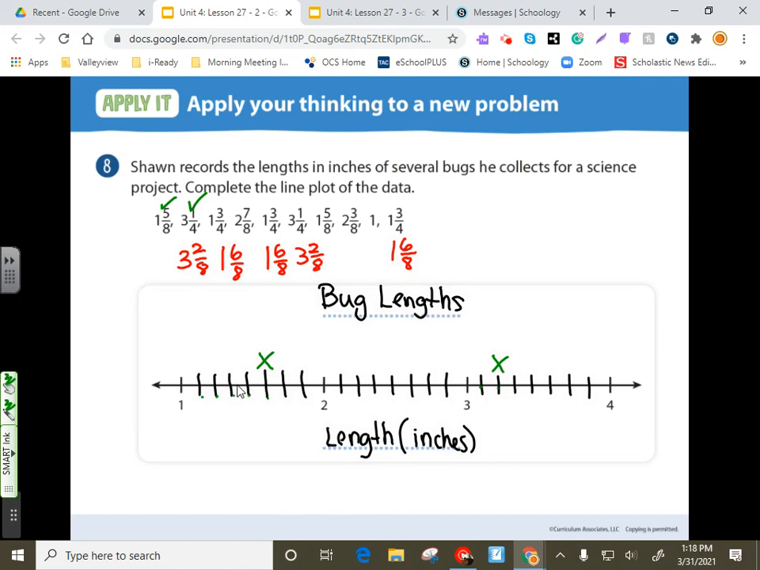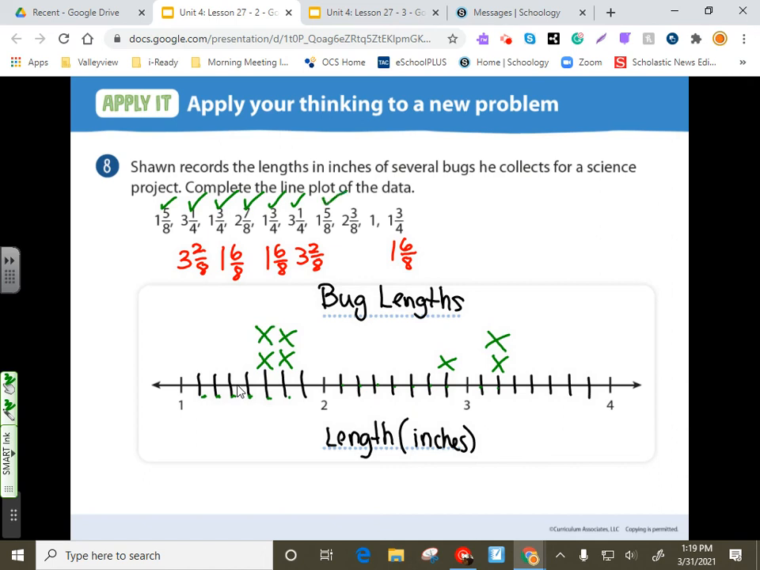So I got 1, 1, 2, 3, 4, 5, 6. Put an X over that. 2 and 7/8. So I've got 2. I've got 1, 2, 3, 4, 5, 6, 7. 1 and 3/4, which I've already done, is 1 and 6/8, is going to go right above here. I've already done 3 and 2/8, so I'm just going to put another X above that. Get rid of those. 1 and 5/8. I got 1, 2, 3, 4, 5. I got a second one of those.